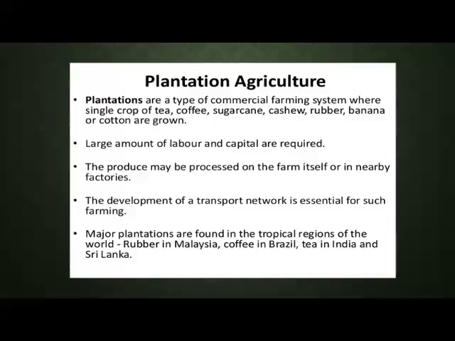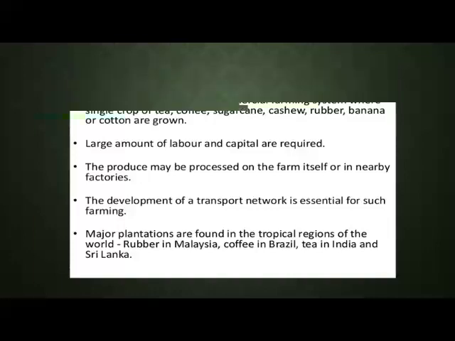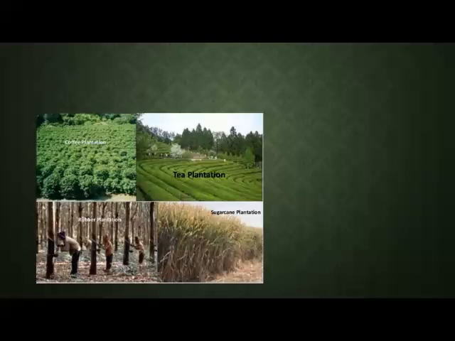Major plantations are found in the tropical regions of the world. Rubber in Malaysia, coffee in Brazil, tea in India and Sri Lanka. This picture shows the plantation of coffee, tea plantation, rubber plantation and sugarcane plantation.